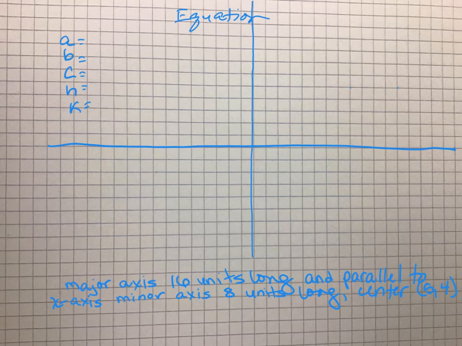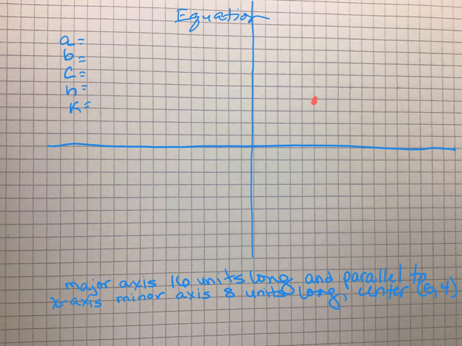So all of your homework today is to write the equation given the clues that they're giving you. Here they're telling you that the major axis is 16 units long and parallel to the x-axis. That means this also is going to be a horizontal ellipse, because the long side is parallel to the x-axis. So we're still going to be on the horizontal side of the formula sheet. They give us that the center is 5, 4. So I'm going to plot 5, 4, and that's going to be right here.